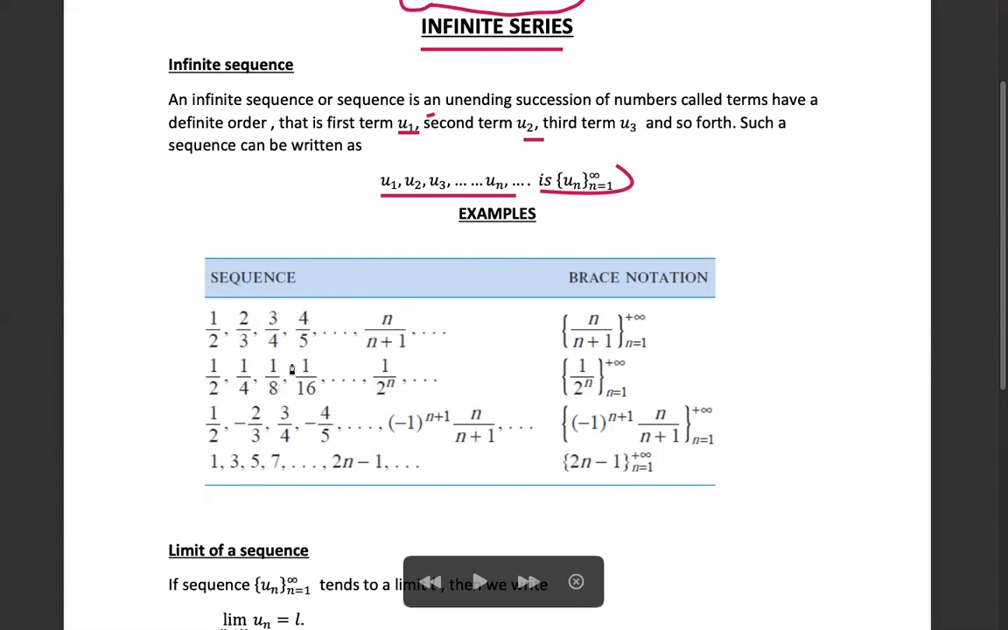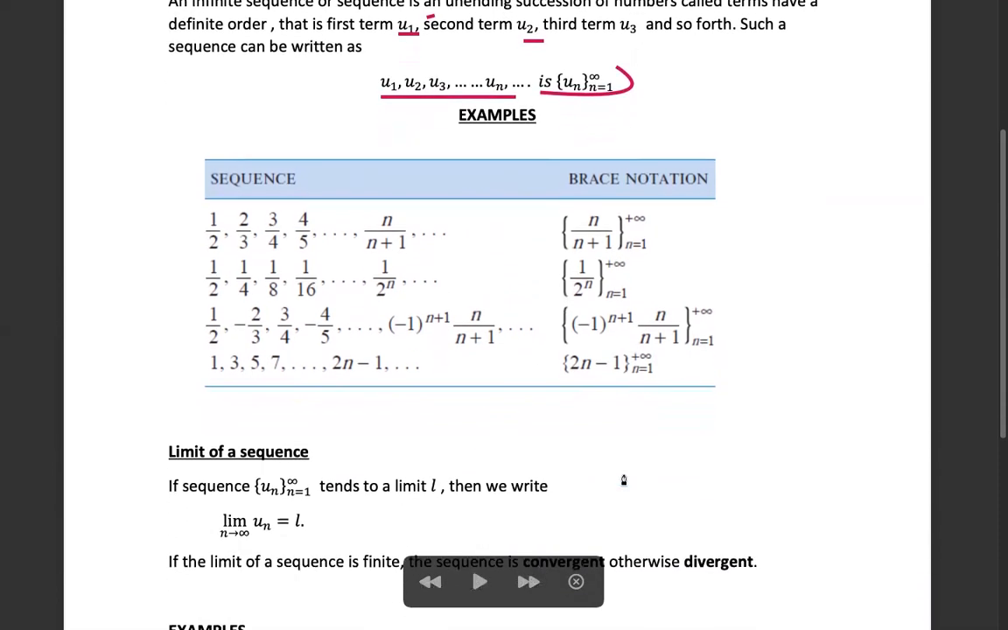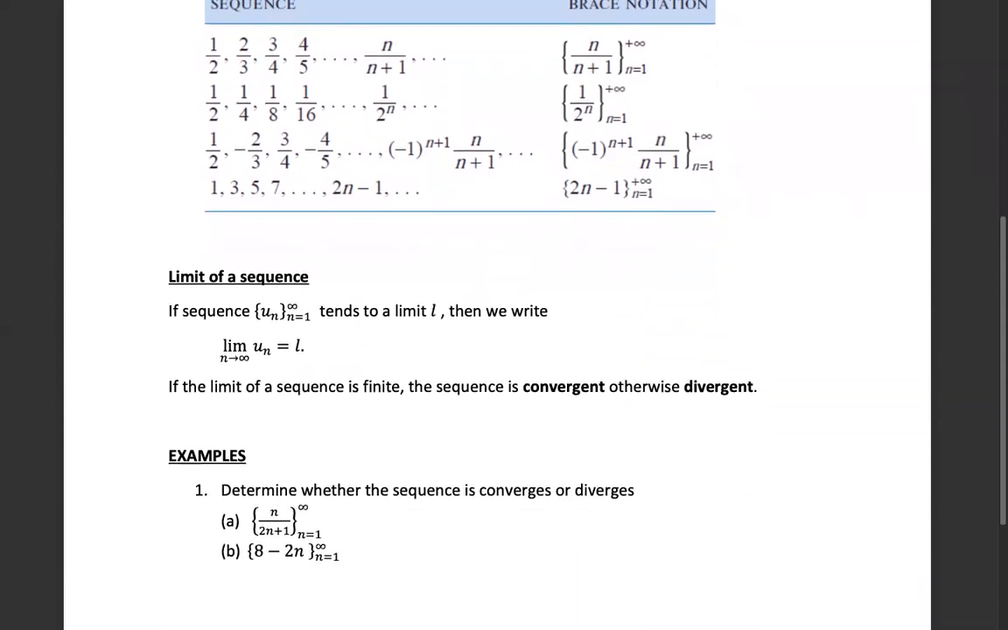1 by 2, 1 by 4, 1 by 8, 1 by 16, so the nth term is 1 by 2 raised to n. Next, 1 by 2, minus 2 by 3, 3 by 4, minus 4 by 5. It's an alternating sequence, alternately negative and positive, so the nth term is minus 1 raised to n plus 1, times n by n plus 1. Then 1, 3, 5, it's an odd sequence. So these are some examples of sequences.